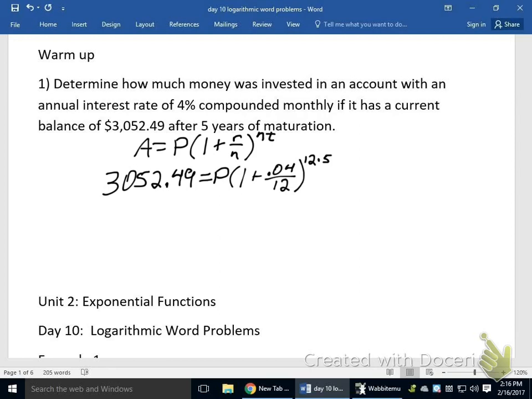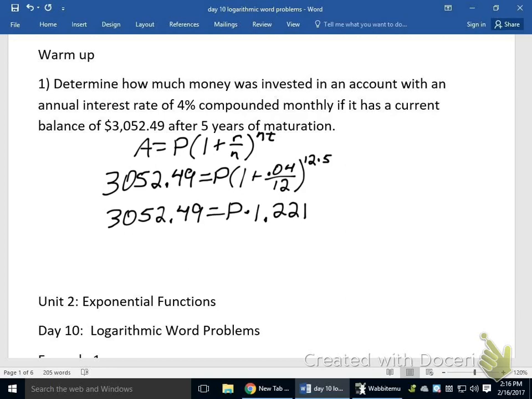So now what I'm going to do is type this whole thing, 1 plus 0.04 over 12 raised to the 12 times 5, into my calculator. And it gives me 1.221. So I'm just rounding there whenever I say that. So P is getting multiplied by that value.